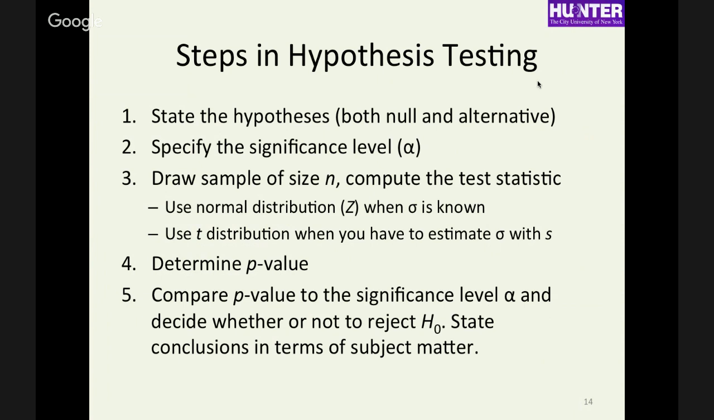So step 1, state your null and alternative hypotheses. Step 2, specify the significance level. In a paper, that will often get done in the methods. Step 3 is to go ahead and draw your sample of size n and compute a test statistic according to the rules we've learned. Then you determine your p-value.